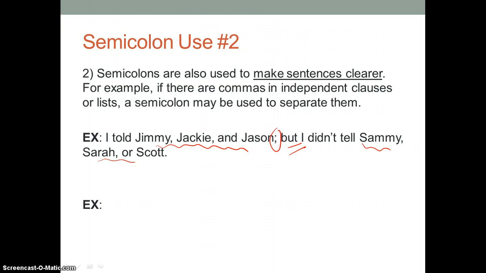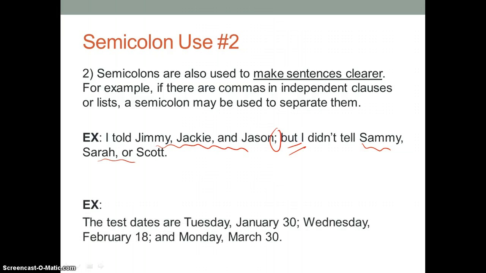Here's another example of using a semicolon to make sentences clear. "The test dates are Tuesday, January 30th; Wednesday, February 18th; and Monday, March 30th." In this case, we have a list of dates, and because dates include these commas, it becomes kind of confusing to list 3 dates in a row also using commas. So simply for the sake of clarity, we use semicolons to divide the 3 dates in order to make it a bit clearer. So this is just for clarity's sake. When commas are excessive in a sentence, use a semicolon to clarify.